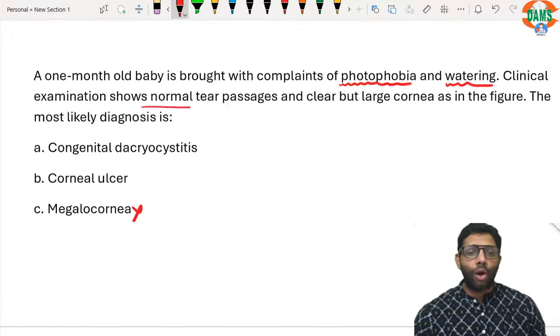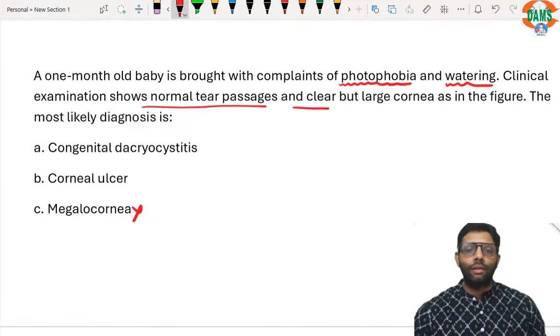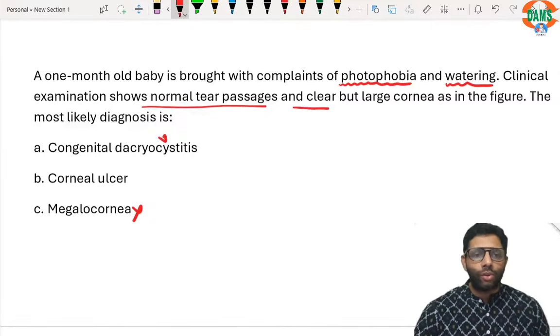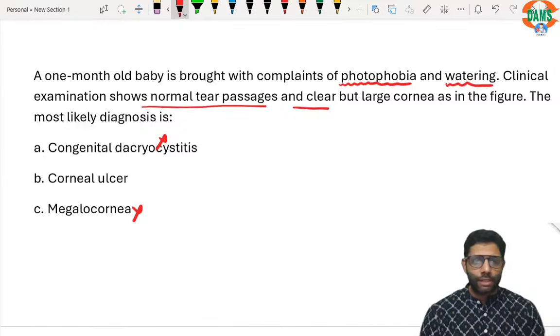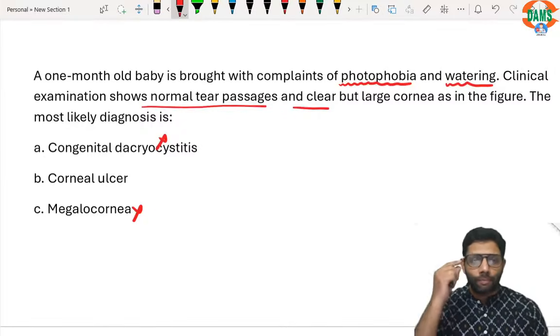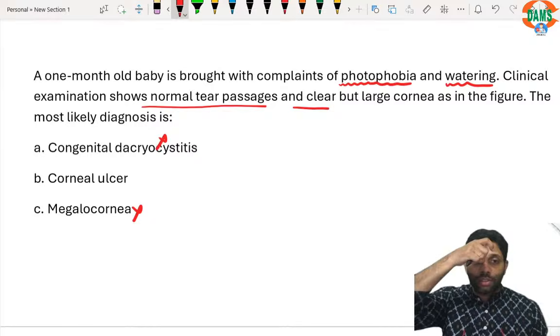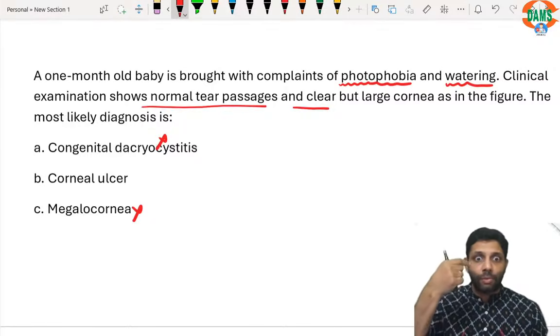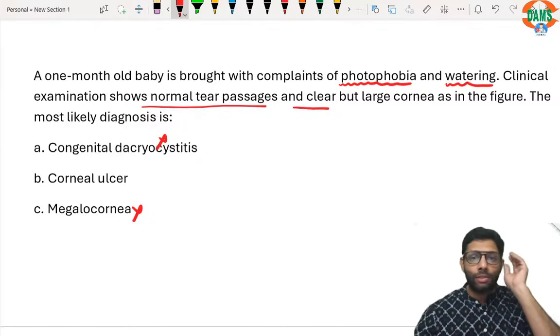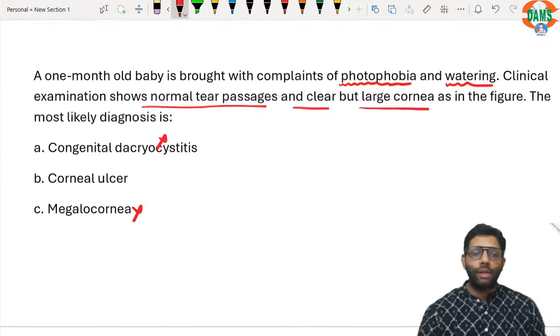Clinical examination shows normal tear passages, and normal tear passages rule out dacryocystitis. If there is dacryocystitis, there will be regurgitation test positive, means there will be regurgitated material from the puncta. So that cannot be the answer. Large cornea as in the figure.